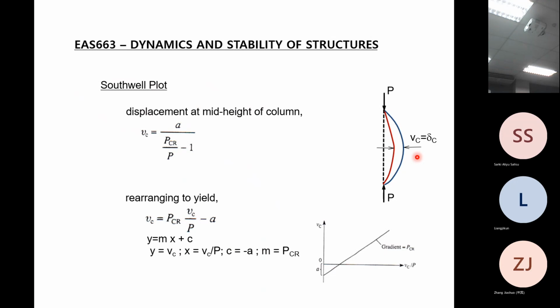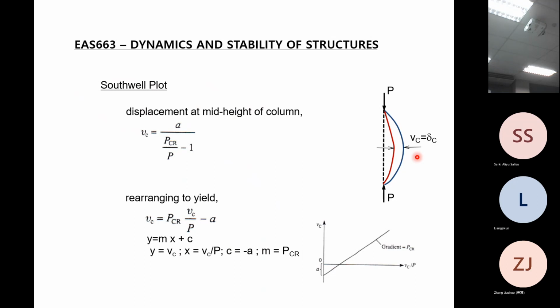Okay. So what I'm trying to ask you to do in the lab will be try to use this Southwell plot, try to determine the P critical. So I'm going to give you a sample. Let's say make of aluminium, different height, different length, okay? And then you try to press it, measure the deflections, press it again, measure deflection, press it again, measure deflections, and try to plot one graph and see the slope. From the slope, what is the P critical that we can get? And we try to compare with theoretical predictions.